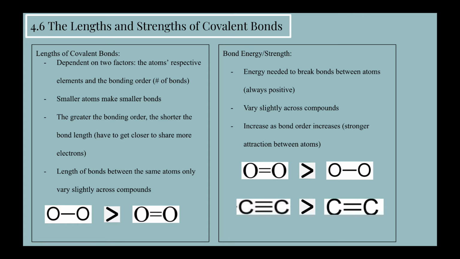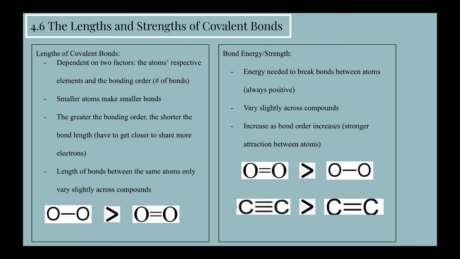Alright, so the length and strength of covalent bonds. First, let's start with the lengths. The lengths of covalent bonds depend on 2 factors: the atoms' respective elements and the bond order, which is the number of bonds, whether single, double, or triple. The smaller the atoms, the shorter the bonds, and this is usually the case. And the greater the bond order, the shorter the bond length. This is because as the bond order increases, the amount of electrons being shared increases as well, so the atoms are forced to come closer together.